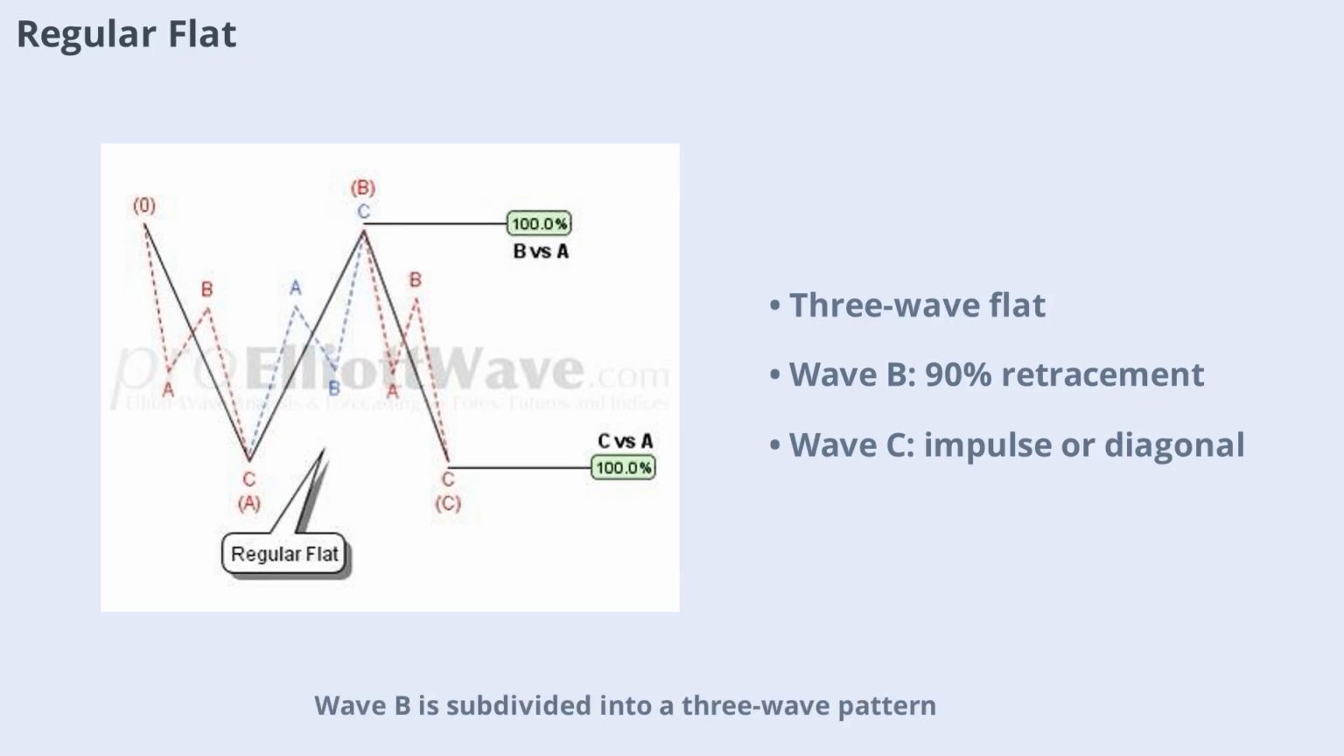Wave B is subdivided into a 3-wave pattern and retraces at least 90% of wave A. Wave C always subdivides into 5 waves, either as a diagonal or impulse. Waves A and C are usually equal in length, and wave C ends around the end of wave A. Flats are common in sideways markets and help traders identify consolidation phases.